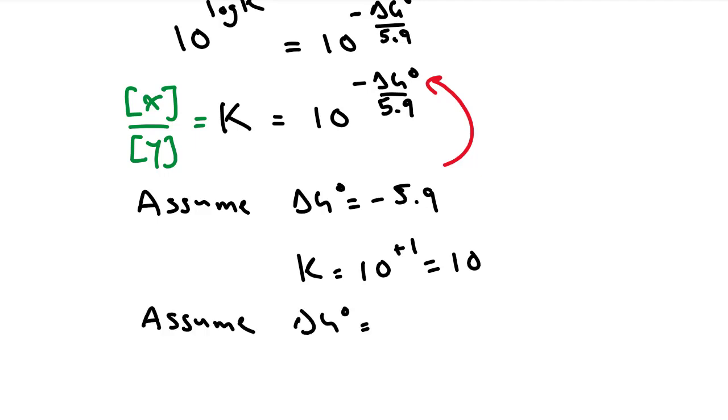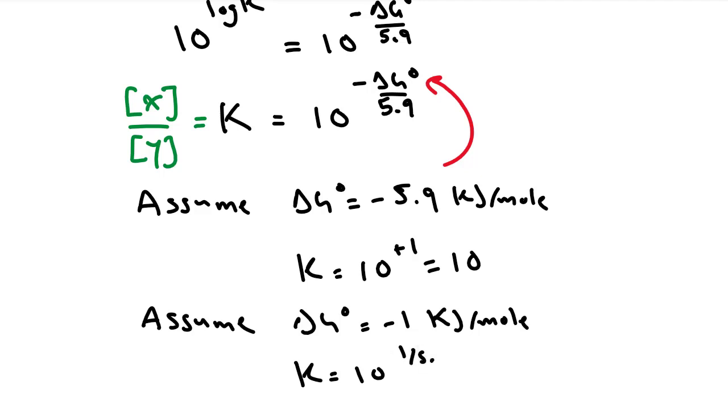Now let's assume that our delta G standard is negative 1, and these are going to be in kilojoules per mole. We have to keep that unit because otherwise this will not work. So kilojoules per mole here too. I apologize for not putting these in earlier. Now what I will get is K equals 10 to the 1 over 5.9. And this will give me 1.48. It's 1.477, but we'll just go with 1.48. You can see that the ratio of X to Y is still bigger than 1.